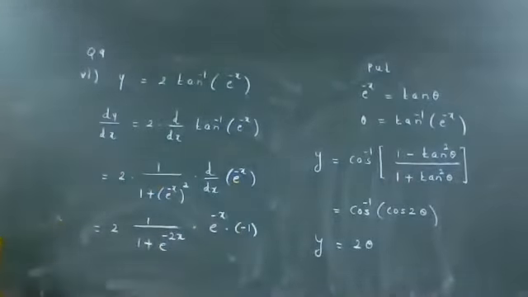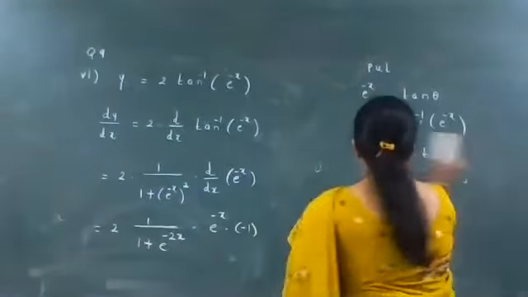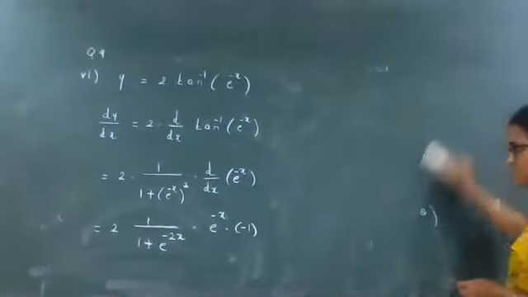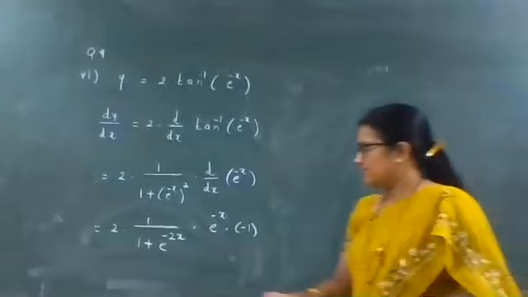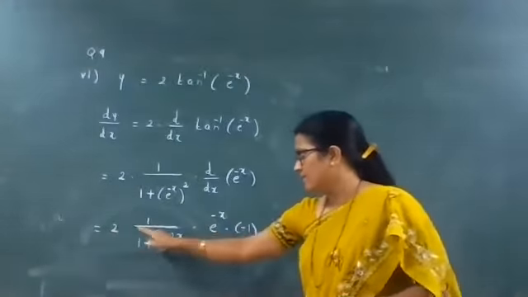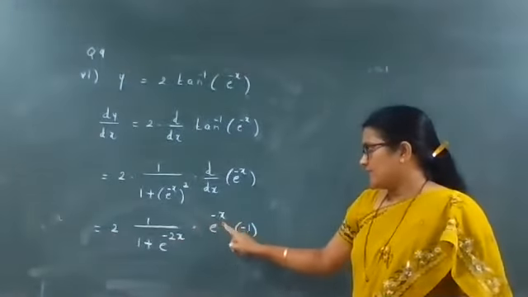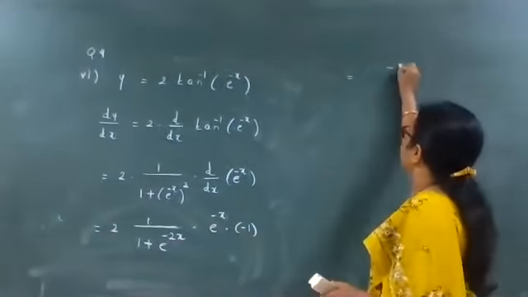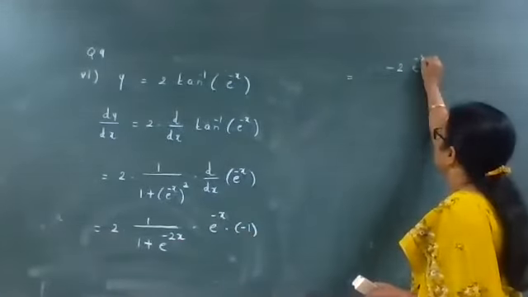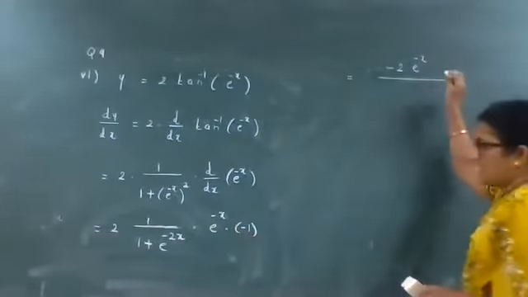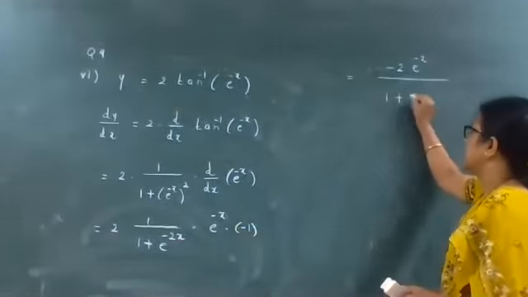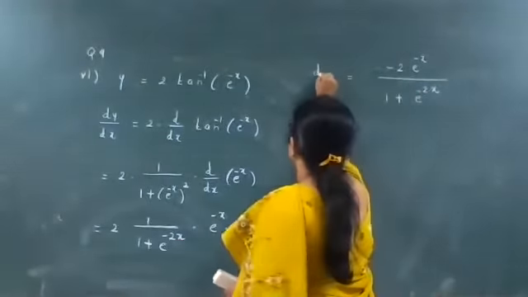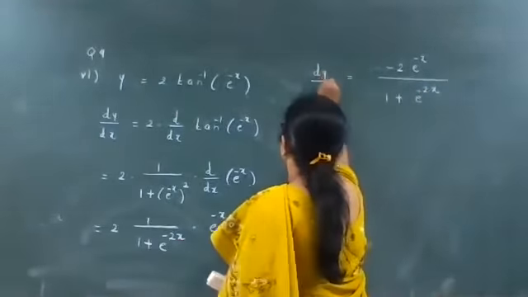The answer is coming minus of, which are the terms in numerator? 2 into e raised to minus x into minus 1. Minus 2 e raised to minus x upon 1 plus e raised to minus 2x. This is dy by dt.